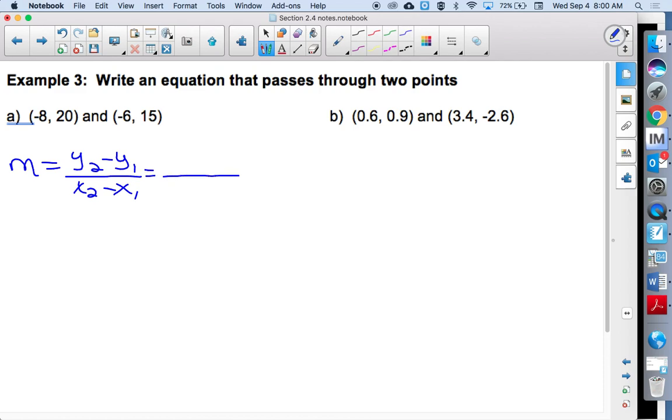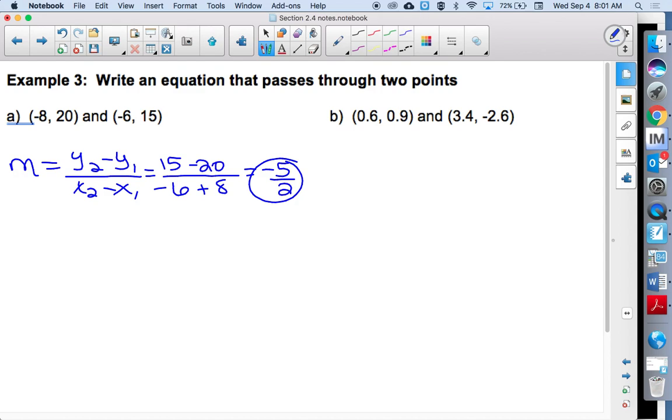So Peter, what numbers go in for slope? 15 minus 20 over negative 6 minus negative 8. Good. So that minus -8 turns into a +8. And then what do we get there, Peter? Negative 5 halves. So that's the slope. What do you do next after you find slope?